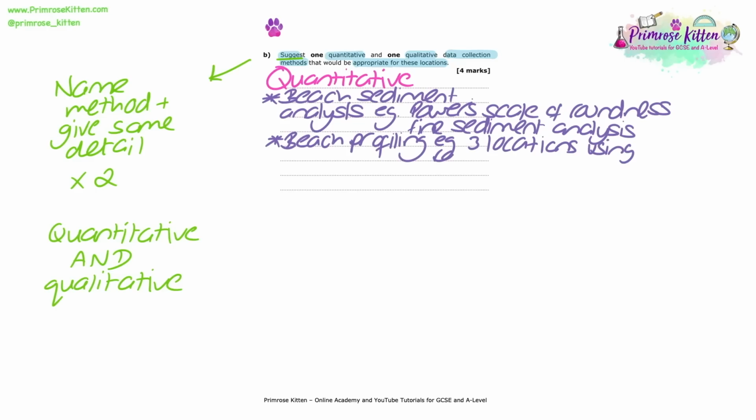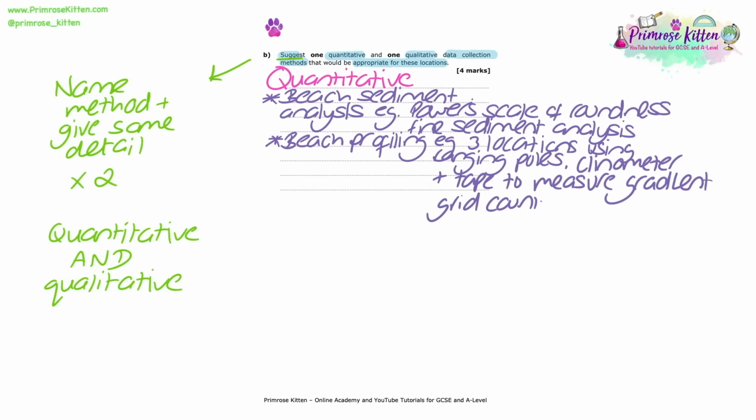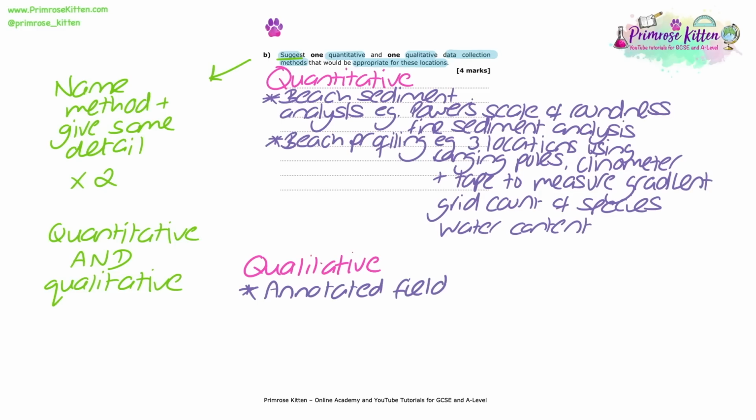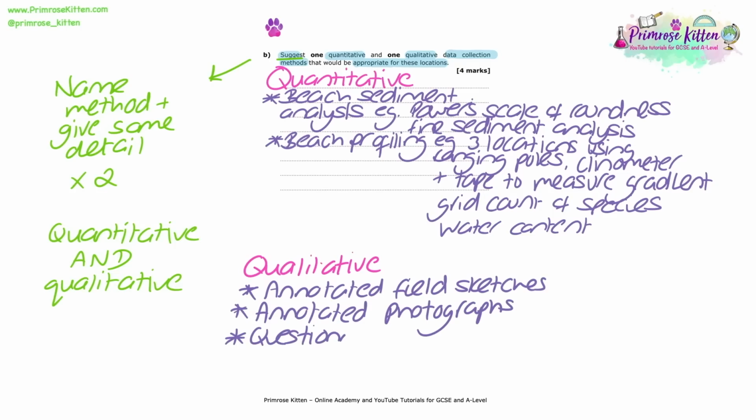selecting 3 locations and using ranging poles, clinometer and tape to measure gradient, or conducting a grid count of species or looking at water content. Qualitative methods, on the other hand, might include annotated field sketches, annotated photographs, or questionnaires or informal interviews based on set questions.